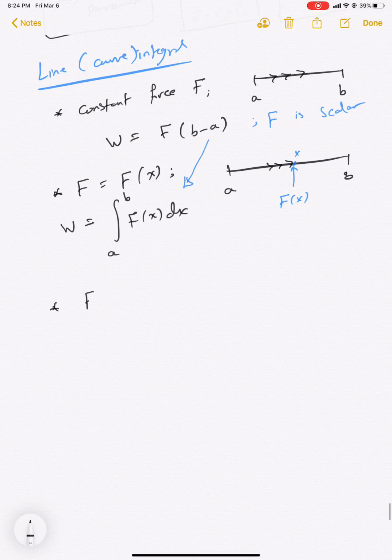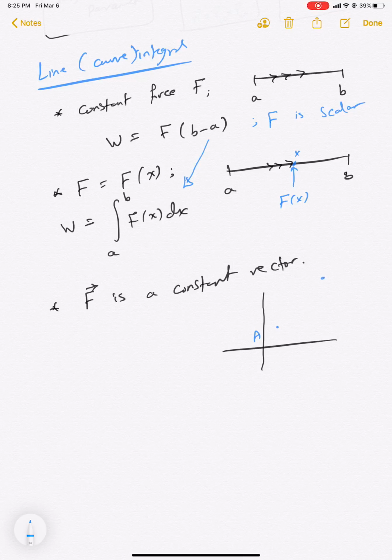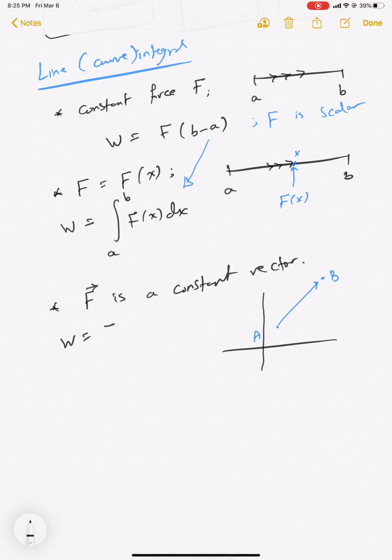After that, we said, okay, what about if f, the force, was a vector? So if f is a constant vector, and this time, whether you're dealing with R2 or R3, you're moving an object from A to B. So this is the path from A to B. In this case, the work is F dot the displacement, and the displacement is you take the terminal minus the initial as vectors.